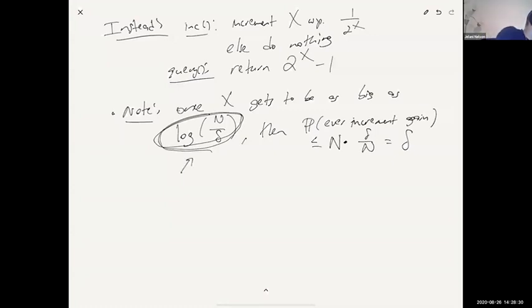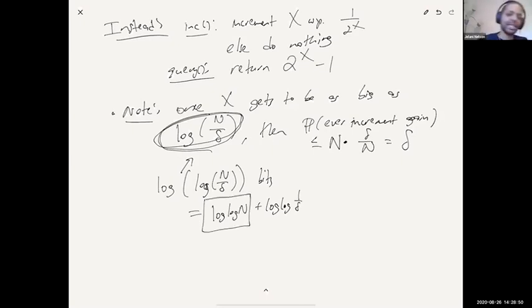And this is basically log of log n over delta bits, which is log log n plus log 1 over delta. But focus on this part. Basically, it's very unlikely that I'll ever need to use more than log log n bits. So we are saving exponentially in our memory. Instead of log n bits, we're using log log n bits. Now, why should this work is the real question.